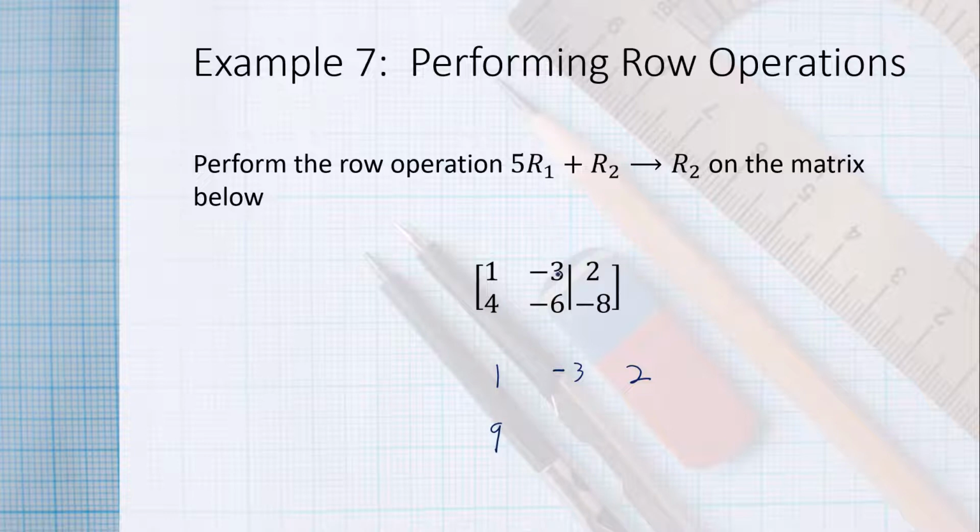Now here, we are going to take -3 times 5 will give us -15, plus -6 will give us -21. And then finally, we're going to take 2, multiply it by 5, that will give us 10. Subtract 8, that will give us 2. That would be our new augmented matrix.